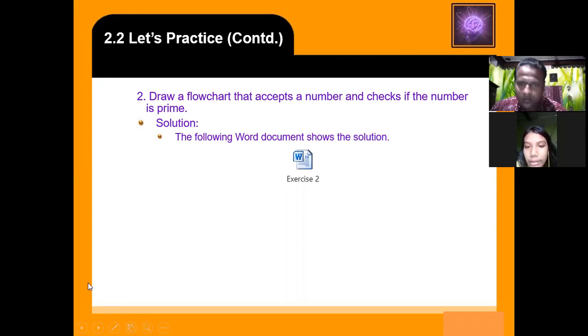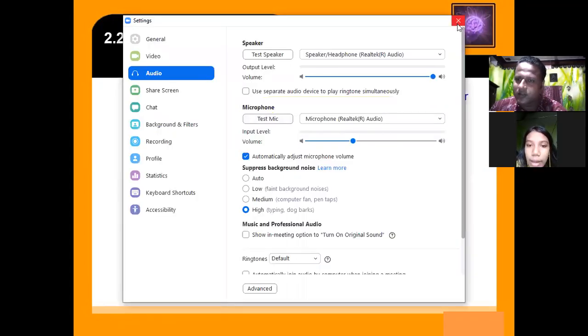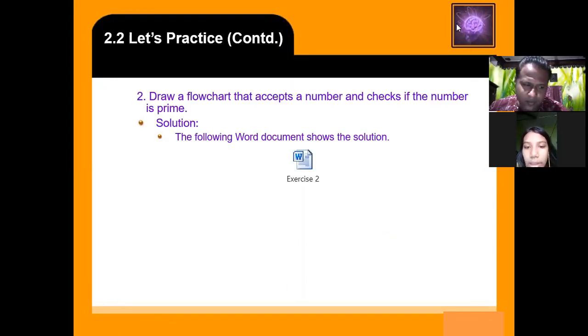The number that is divisible by two numbers, 1 and itself. Okay. The number is divisible by 1 and itself. Okay, good. So now how do you have to represent it? Now check.